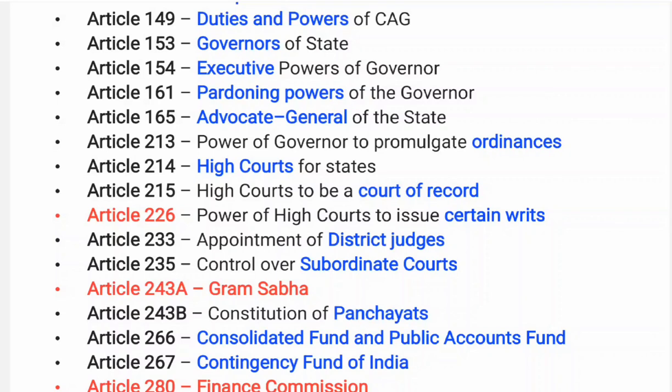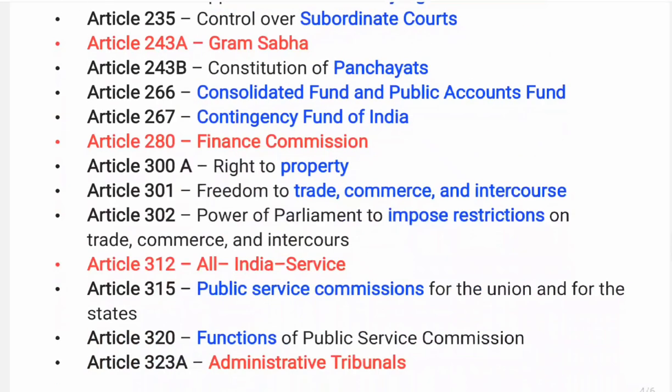High courts. 215, court of record. 226, certain writs. Most important. Article 233, district judge. Article 235, subordinate courts. Article 243A, Gram Sabha. 243B, Panchayat. 266, Consolidated Fund and Public Accounts Fund. 267, Contingency Fund of India.